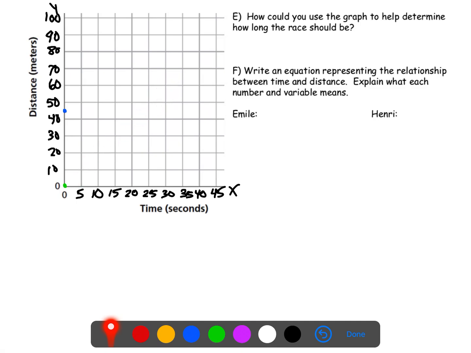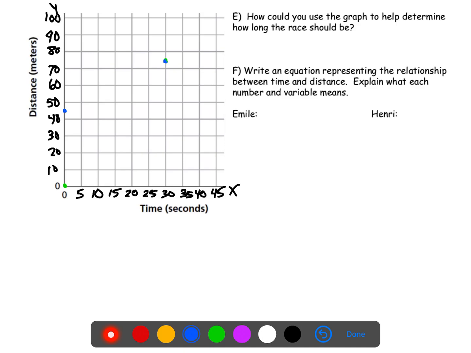So I do know that at 30 seconds time, they both were the same distance away from the starting line. That was 75 meters. So if I go at 30 seconds up to 75 and plot a point, that would be right here. And really, it's going to be blue and green because they share that same location.